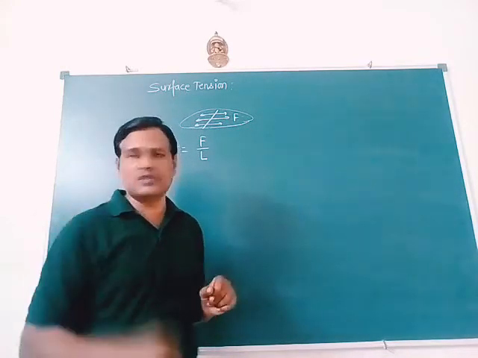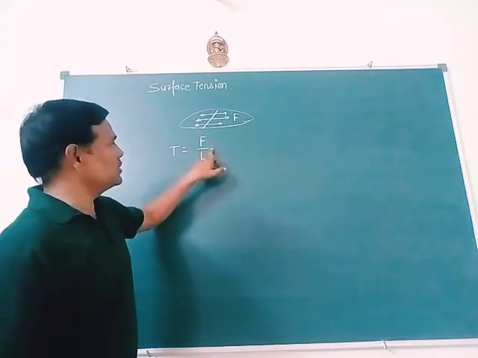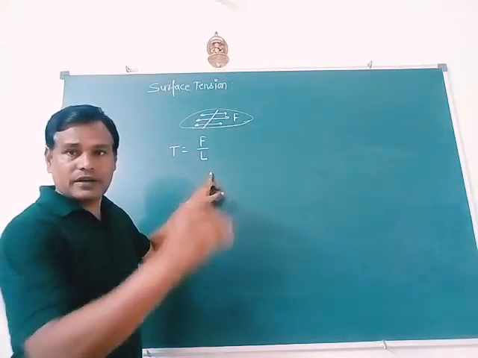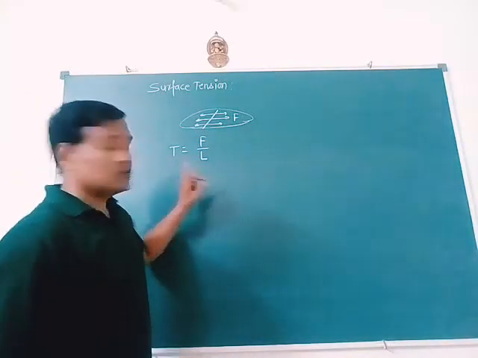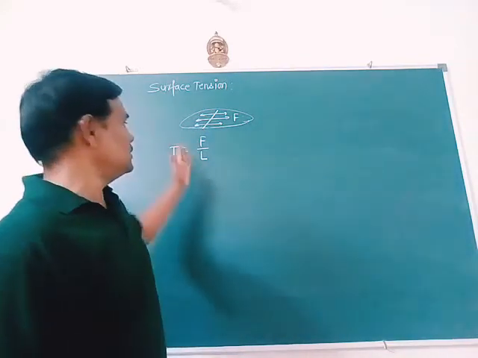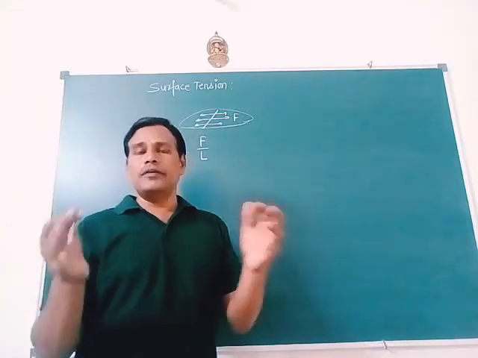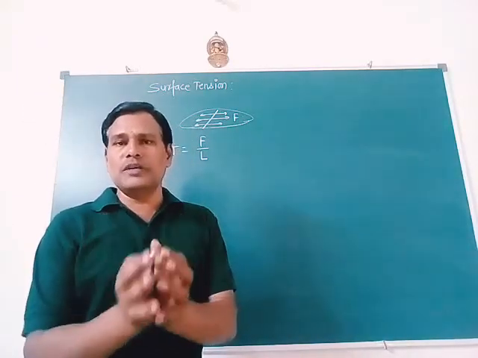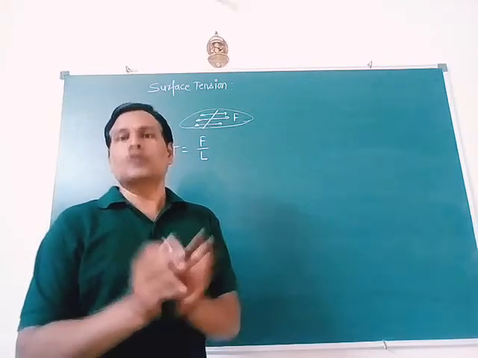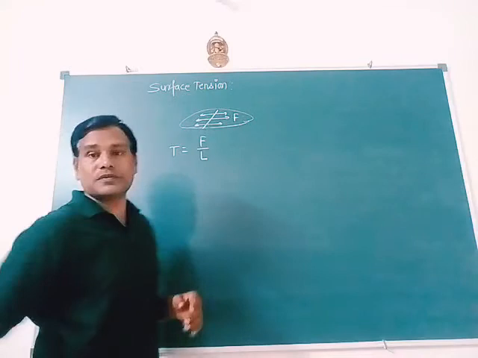Or in other words, we can define surface tension as the force per unit length acting at right angle to the imaginary line drawn in the free surface of liquid. It is called surface tension. This is the property of fluid by which it tries to minimize its surface area. So this is the concept and the definition of surface tension.